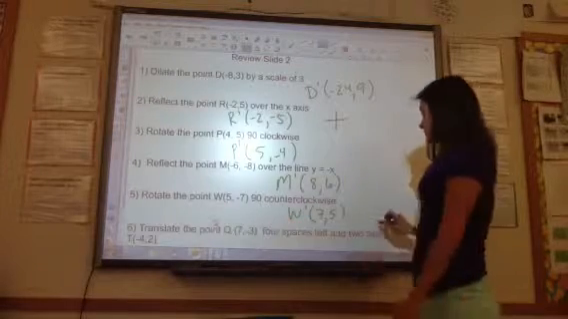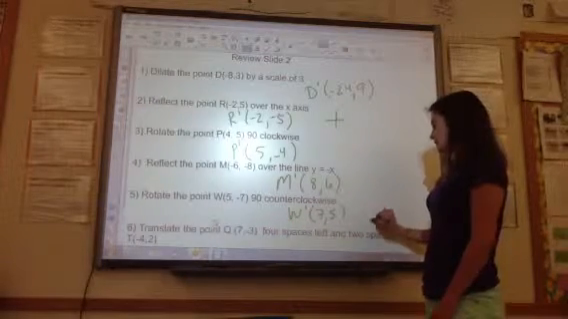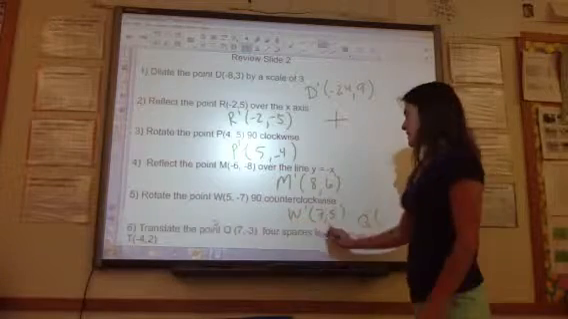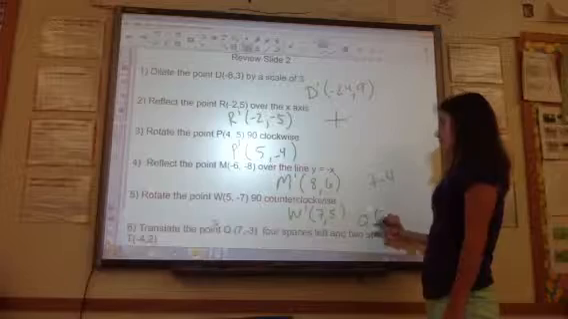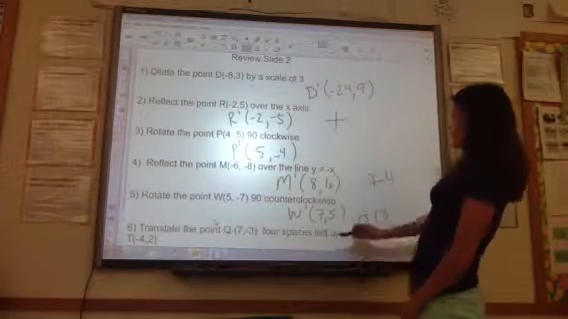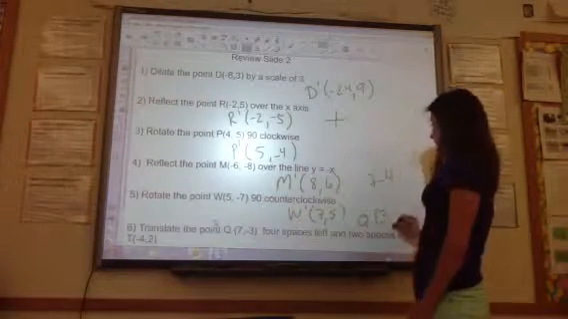And then translations, the very last one, point Q. Going 4 spaces to the left means I'm subtracting 4 from my x, and 2 spaces up means I'm adding 2 to my y.